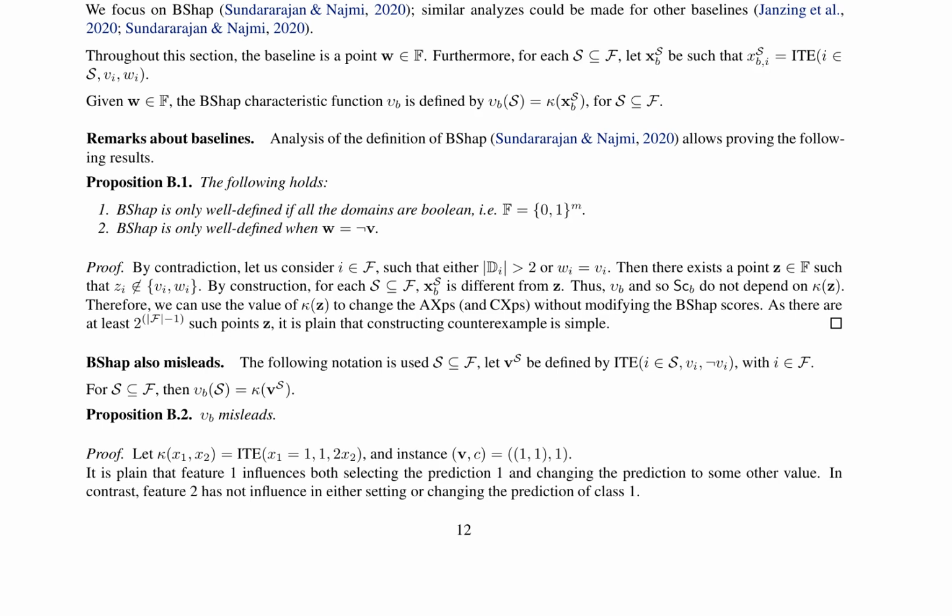Specifically, the B-SHAP characteristic function υB is analyzed, and it is proven that B-SHAP is only well-defined if all domains are Boolean and if the baseline w equals not v, Proposition B.1. Additionally, υB misleads, as shown in Proposition B.2. Overall, this research provides a comprehensive analysis of SHAP scores and their limitations, highlighting the importance of careful consideration when using these scores to explain machine learning models.